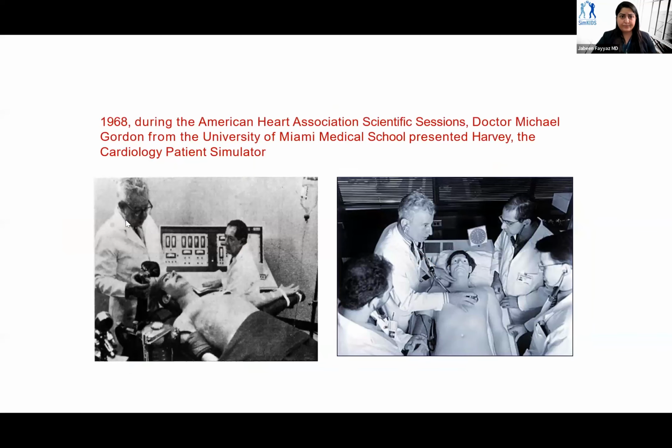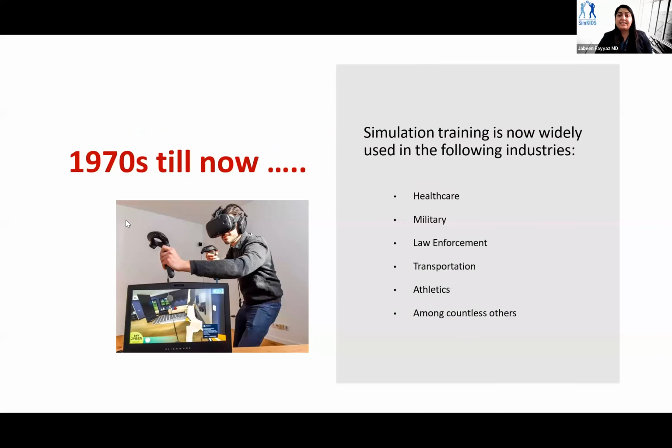It is going to be in the field for many years. If we talk about our medical world, the first simulation-related activity was adopted in 1968, when a physician named Michael Gordon at the University of Miami developed the cardiology patient simulator and had learners learn from it. So that was the 1960s, and since 1970, simulation has been widely used in all industries, including healthcare and many others.